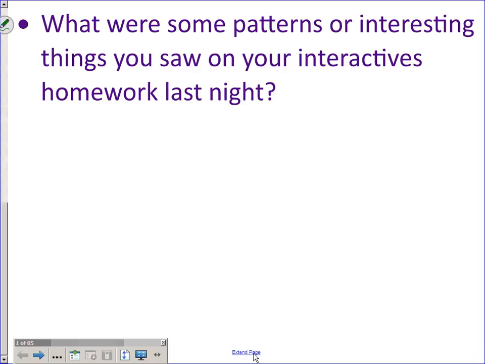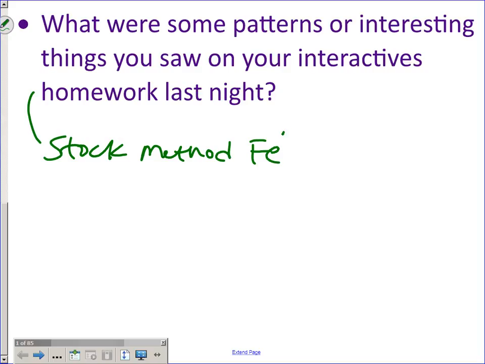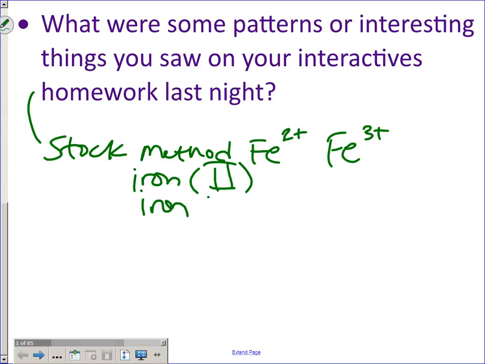All right, I'm going to get one interesting fact or pattern from each table. Let's start with Irie's table. Something you guys saw. Okay, so you saw some stock method with iron. So you saw iron with a charge of 2 or 3. Okay, so a 2 plus and a 3 plus, and how was it denoted differently when you wrote the name? Okay, so iron 2 and iron 3. So it gave you numbers, which were Roman numerals, which we don't see all the time, but we only see sometimes. All right, so that's going to be a rule of thumb coming up soon.